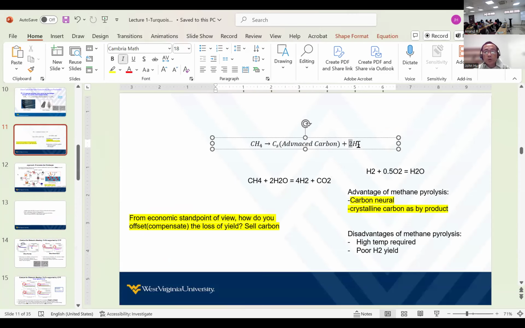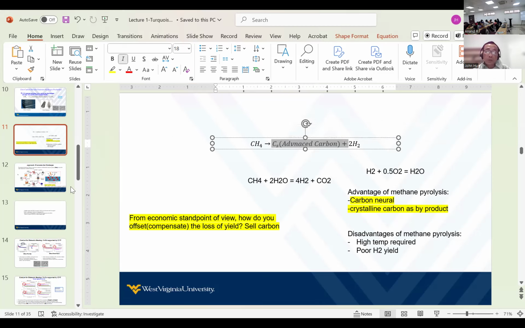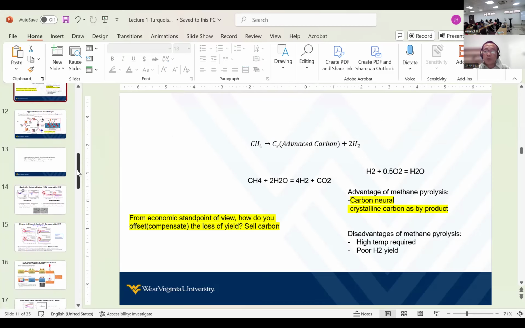What if you only want hydrogen? They say no. You say I don't want carbon. Doesn't matter whether it's carbon nanotube or something. All I care about is hydrogen. So that's what I'm talking about. Okay, all you care about is hydrogen, you leave carbon behind.